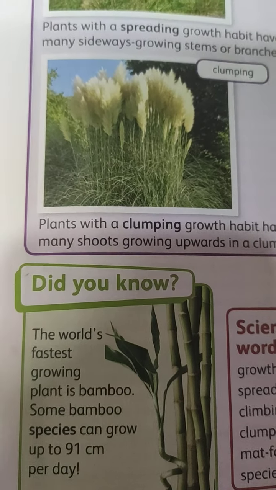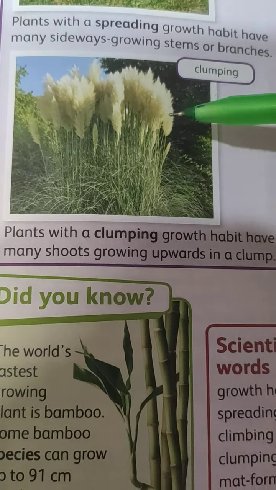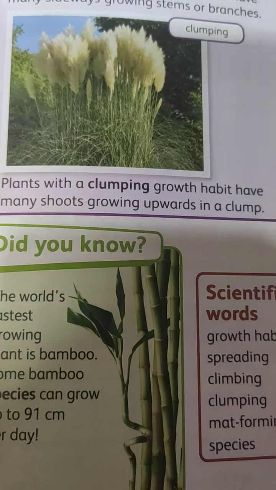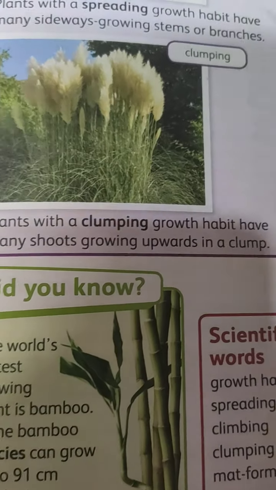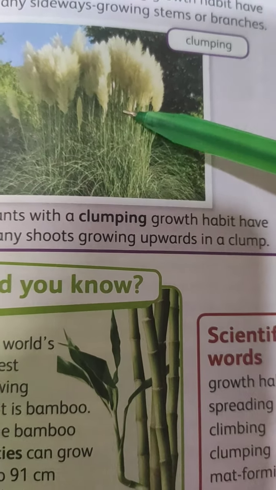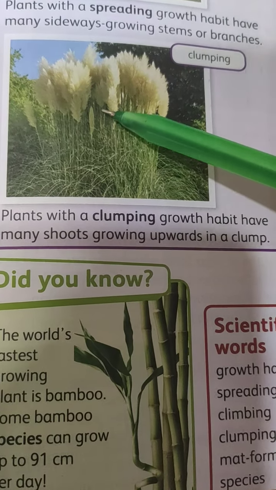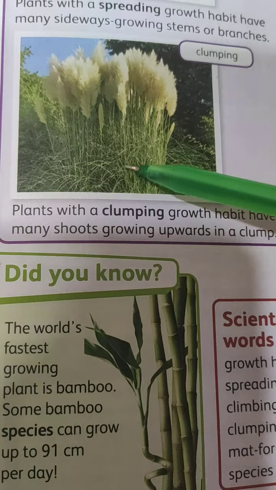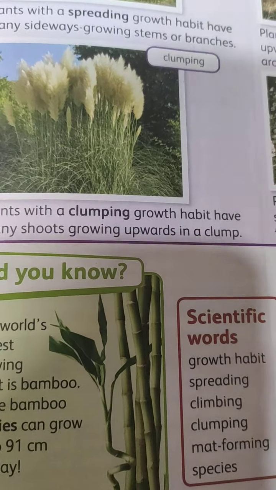Clumping means a clump of something, like these plants, this small group of plants. So when a small group of plants grows upwards with many shoots, see, they have many shoots here, this kind of growth habit is called clumping. By forming a clump, meaning इकट्ठे होके ऊपर की तरफ बढ़ना, that is clumping.